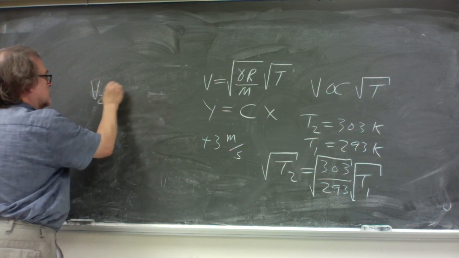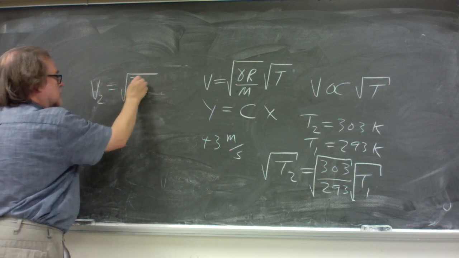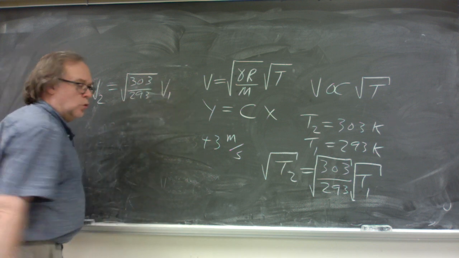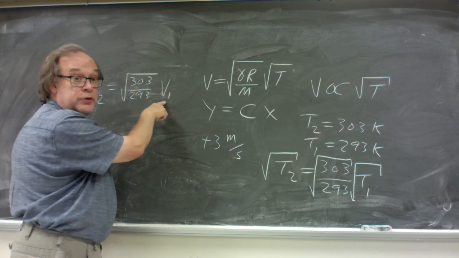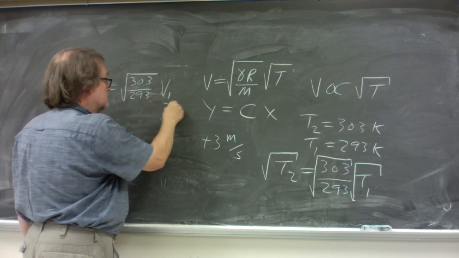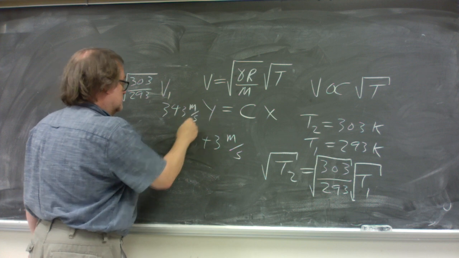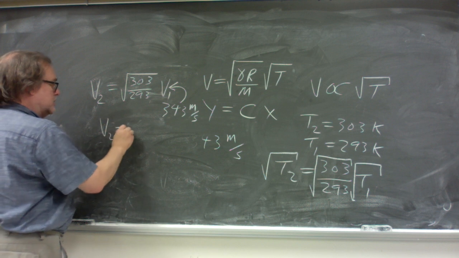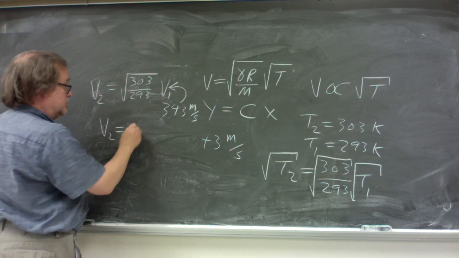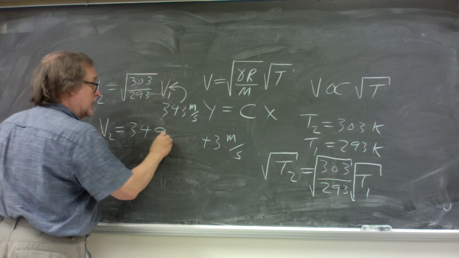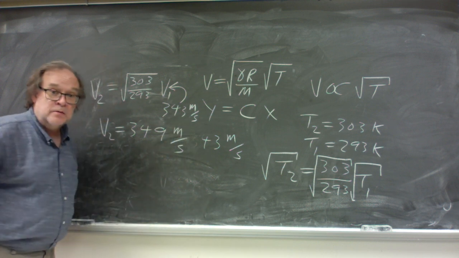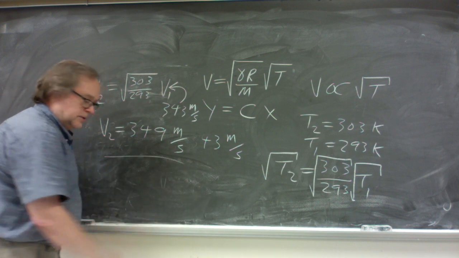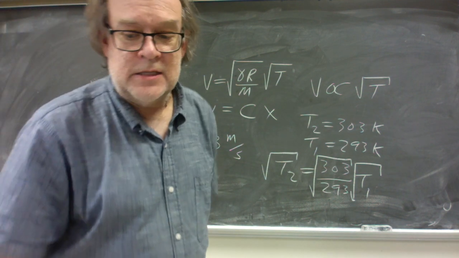New speed equals that factor, 303 Kelvin over 293 Kelvin times old speed. This was 343 meters per second. So the new speed comes out to, just rounding it off to 3 digits, 349 meters per second. Okay, and then you can try some of this at home.